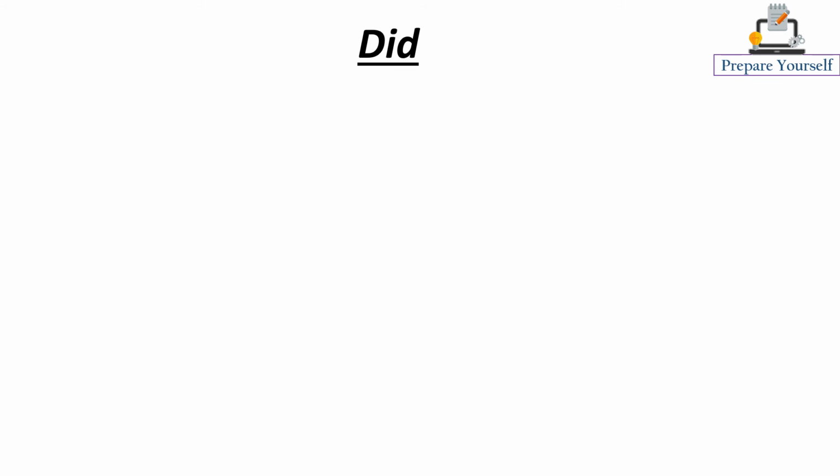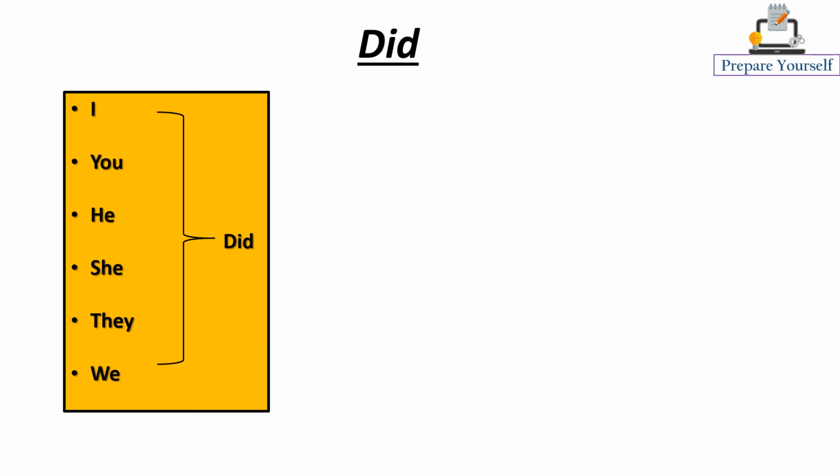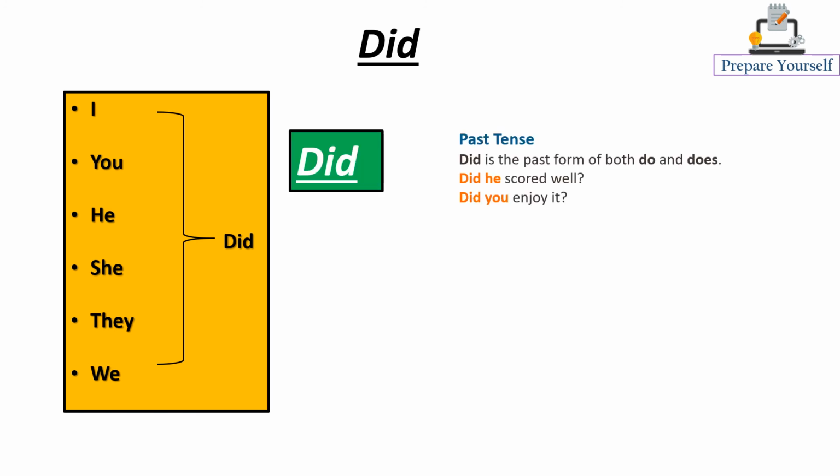Did. Let's have a look when we can use did. I, you, he, she, they, we. Yes, we can use did with all kinds of pronouns, that is I, you, he, she, they, and we. Let me tell you the reason why.